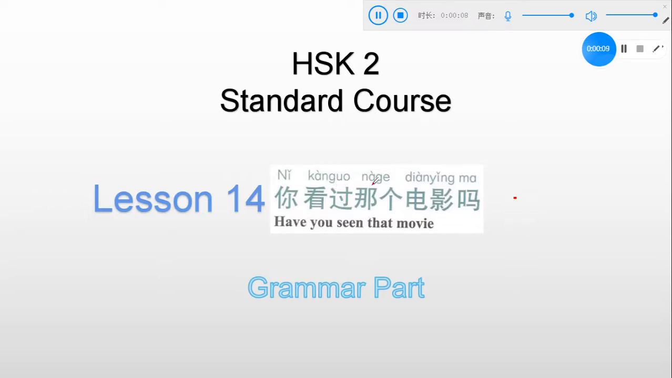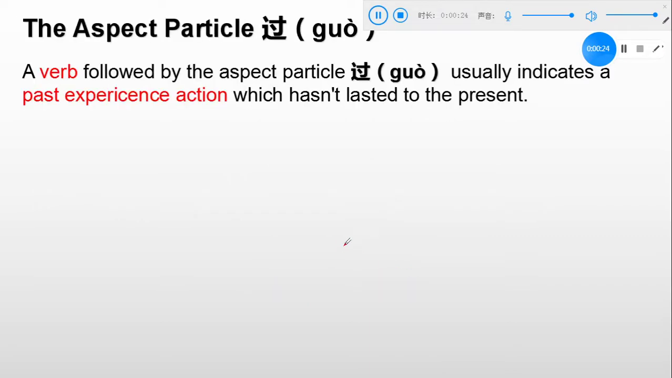你看过那个电影吗? Have you seen that movie? So this is the third class of this lesson. In this class we'll focus on the grammar part. Alright, now let's get started with page 1, the first grammar part.